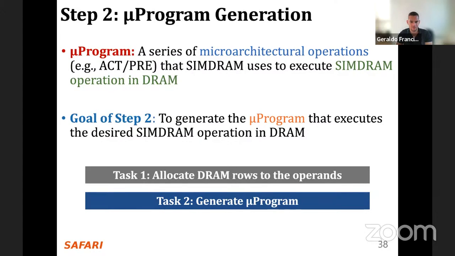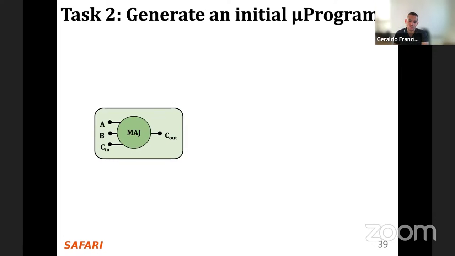Sorry, step two of SIMDRAM. So task two is broken down into three steps. Let's just recall what task one did. Task one assigned a majority gate. Initially, we have a majority gate that represents an operation. Then we assign DRAM rows and triple row activations to each one of the inputs and outputs of the majority gate. We assign DRAM rows in a similar way that you assign registers to instructions in regular CPU-based code.